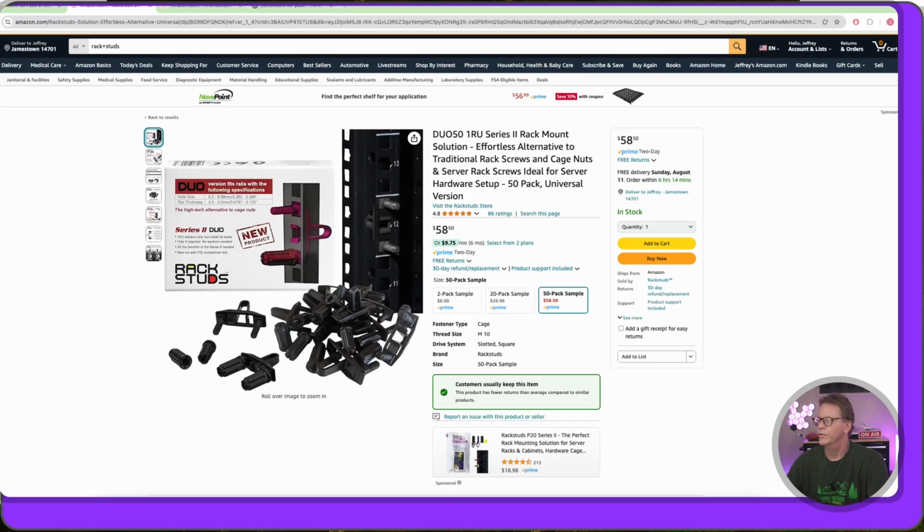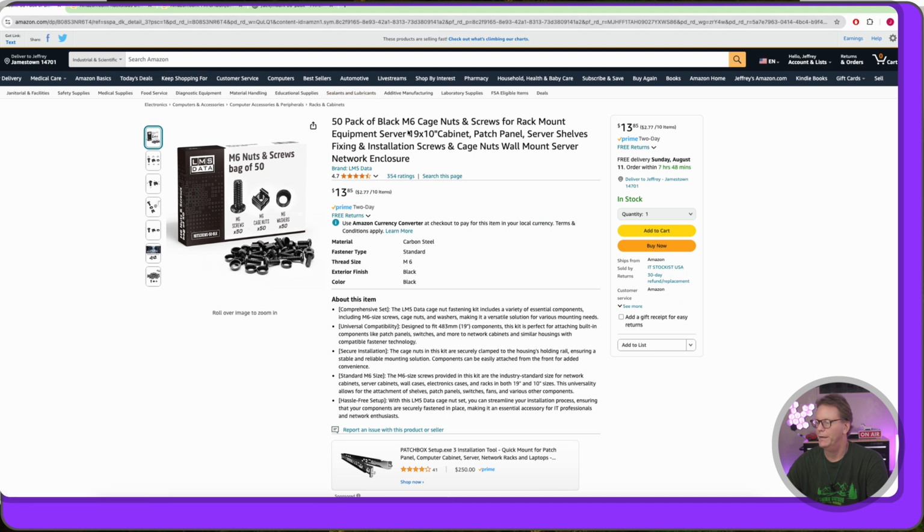combination. So here you can see if we bought a 50 pack of rack studs, that would be $58 compared to a 50 pack of cage nuts, which would be $14, but we would need two of these to equal the rack studs, so it would be around $28. So you can see these are quite a bit more expensive. But if you're hanging stuff by yourself, or if you are changing things out frequently, this is so much easier, which is why I bought these at the time.